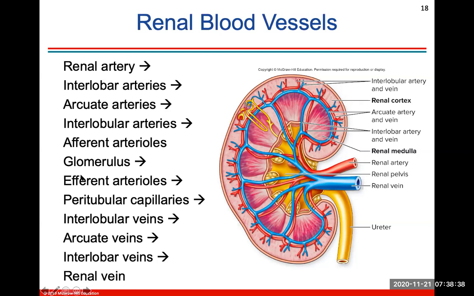Leaving the glomerulus, we have efferent arterioles. They will travel into the peritubular capillaries, which will be capillaries that surround kind of some of the filtration system where they can absorb anything that needs to be absorbed back into the blood, into the interlobular veins, into the arcuate veins, to the interlobar veins, and then back out of the kidney through the renal vein.